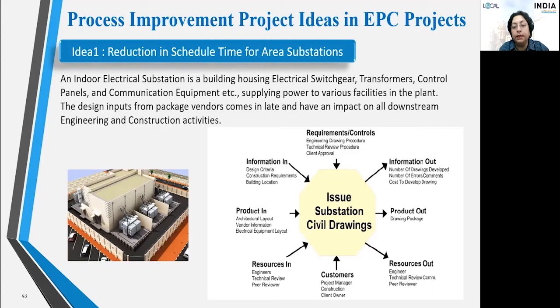We can see that the guidelines are also needed, that is the engineering drawing procedure, technical review procedure, and client approval. With all these available, then only can we prepare and issue the substation civil drawing. So at this point, the primary metric for this particular problem is delay in getting the deliverables, that is the civil drawings for construction, and the secondary metrics are man-hours and project cost.